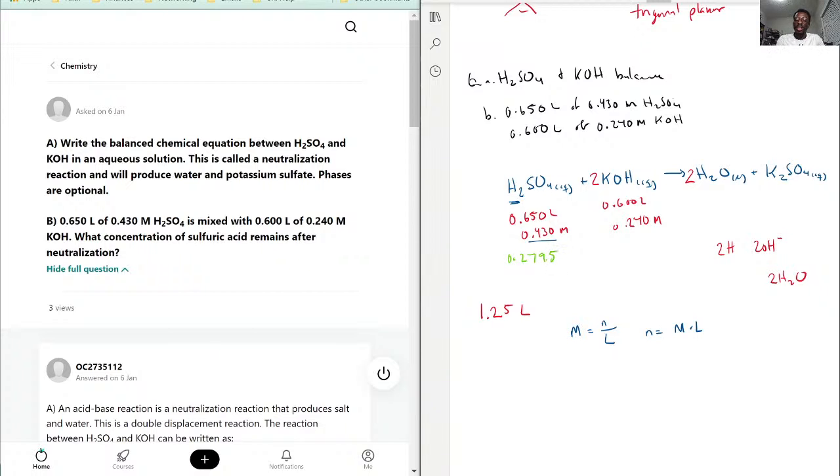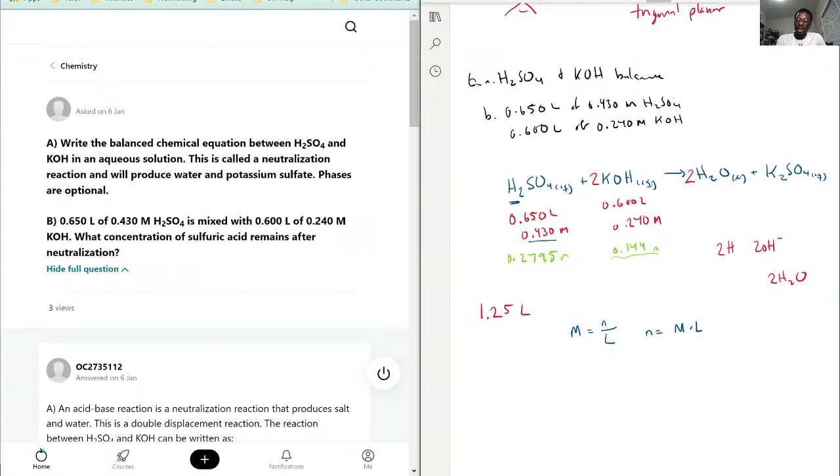I'm going to repeat the process here for the potassium hydroxide. So we have 0.6 times 0.24, okay, and we get 0.144 moles. So right away we can definitely see how the sulfuric acid is the excess and the potassium hydroxide is limiting, because we actually need 2 for every one. So if we only had 0.144, it can only react with 0.144 divided by 2, 0.072 of the H2SO4.